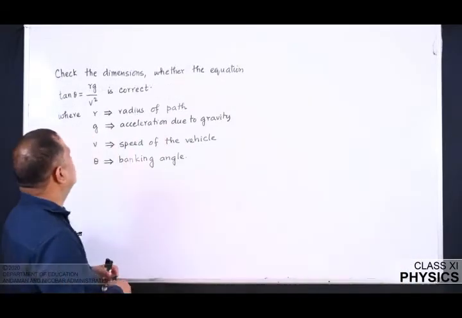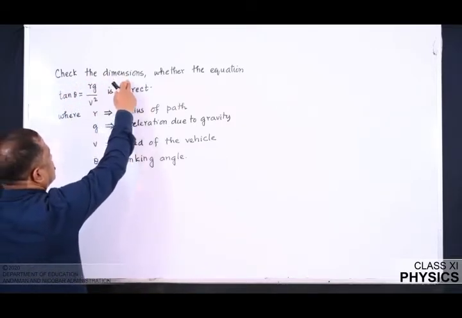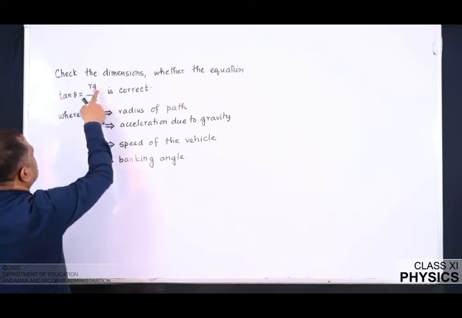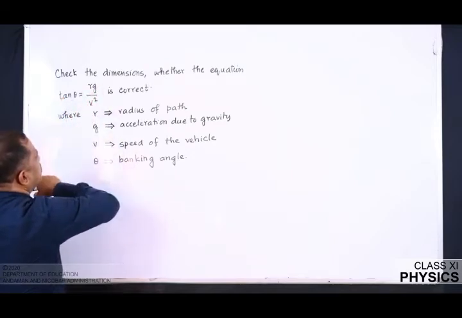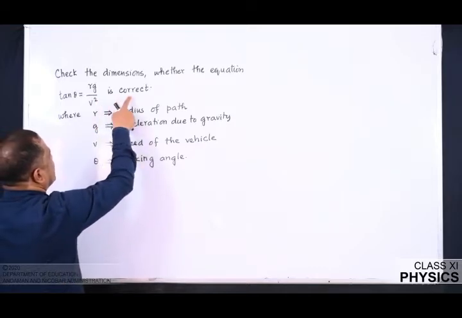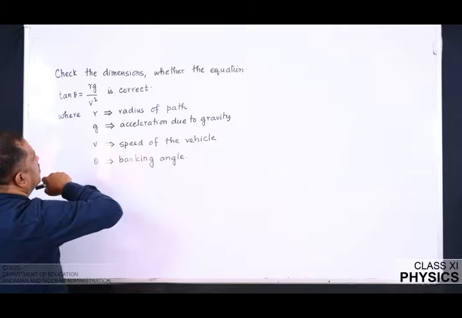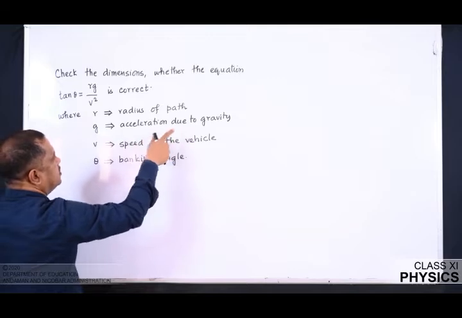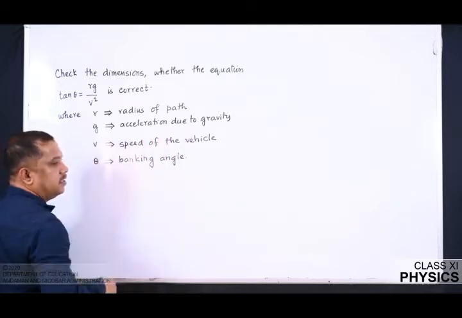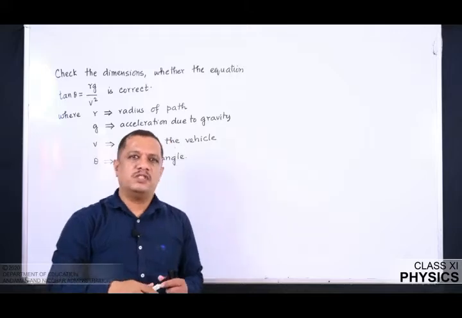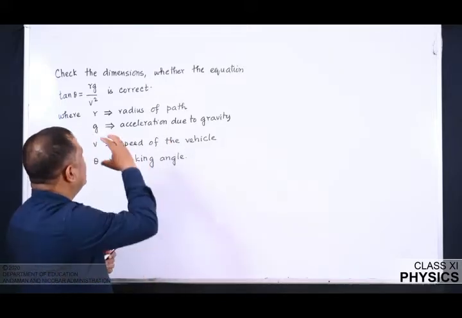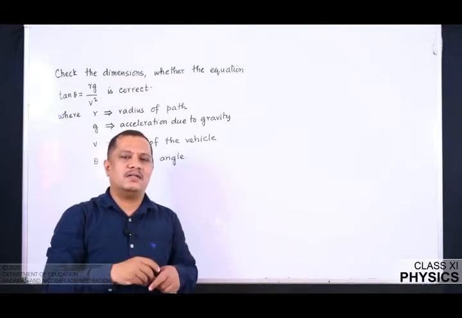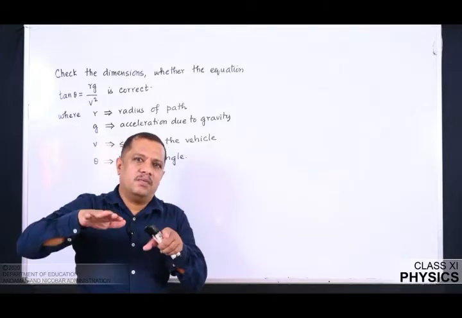So the next question says: check the dimensions whether the equation given, tan theta is equal to rg over v square, or square of the speed of the particle, is correct. We have to check whether it is correct or not, where r is radius of the path, g is acceleration due to gravity, v is speed of the vehicle and theta is the banking angle. As you move into the chapters, you will find that this is an expression given for an object that negotiates a turn on a banked road.